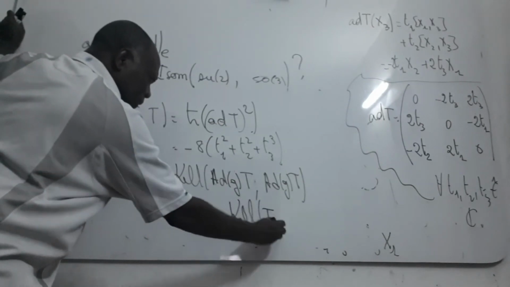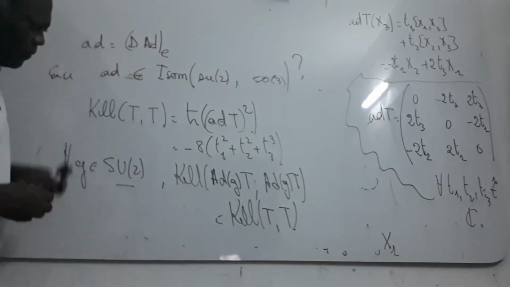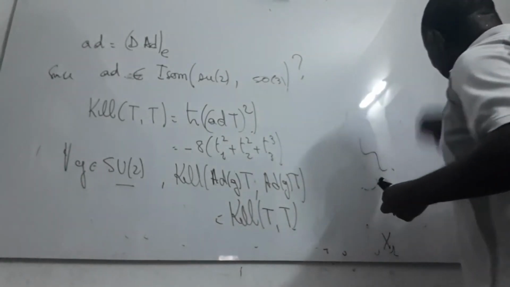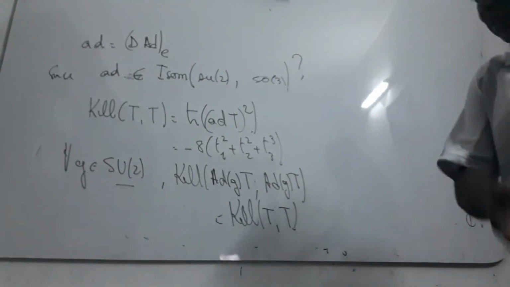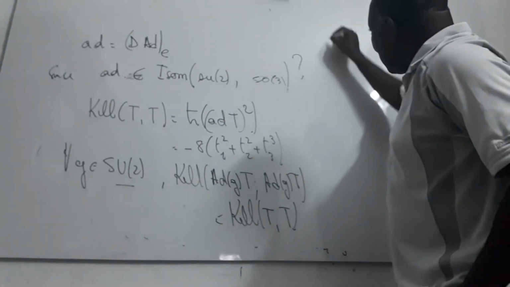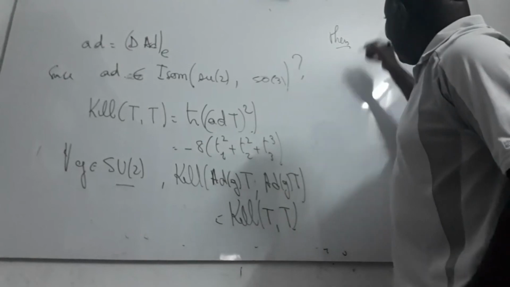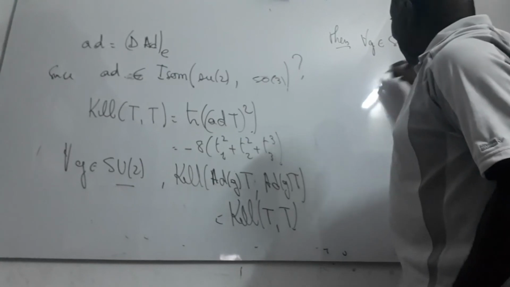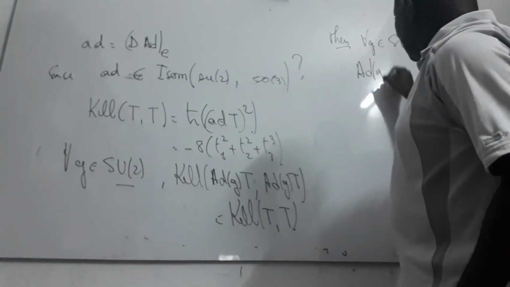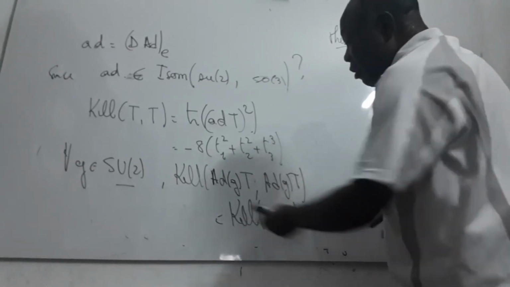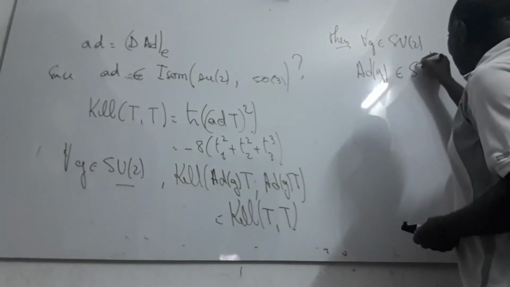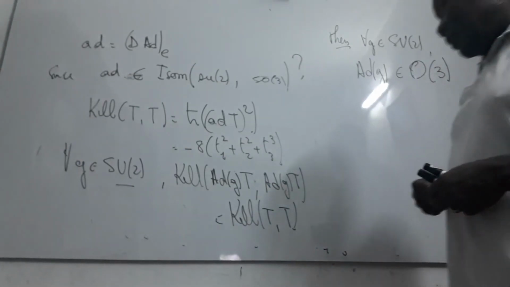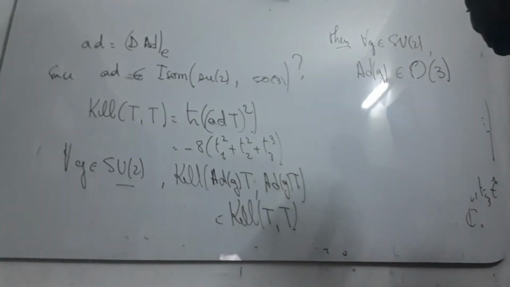Then for all g, which is an element of this group, the adjoint of g is invariant by the Killing form. This is an element of O3, the orthogonal group of order three, because you have this condition.